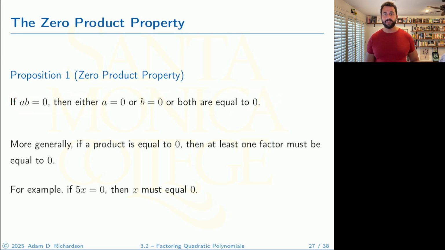Either A is zero, B is zero, or they're both equal to zero. Just more generally, this applies to products, okay? So for example, if you know 5x equals zero, that means x has to be zero by the zero product property. This is why factoring is nice.